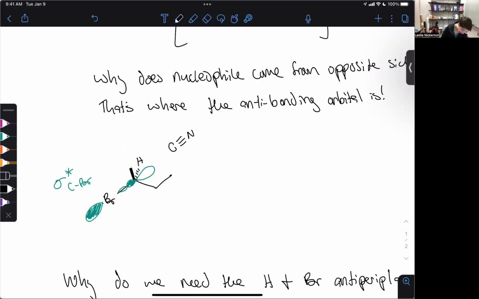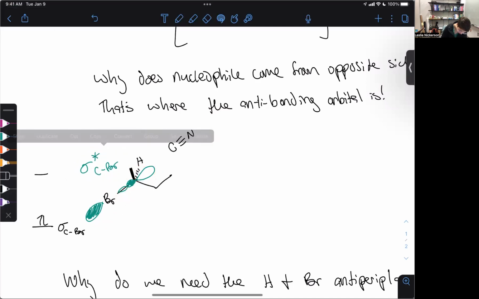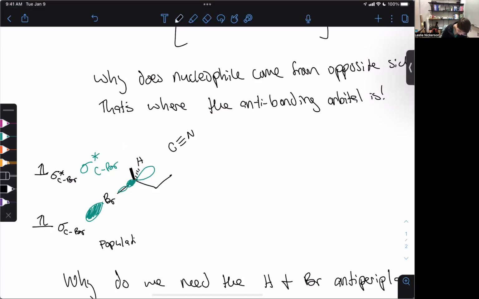So right now what we have is we've got a bonding orbital of carbon-bromine, which currently has 2 electrons. And then up here somewhere is our sigma star, which is empty, okay? As soon as we populate this, we're going to break the carbon-bromine bond.